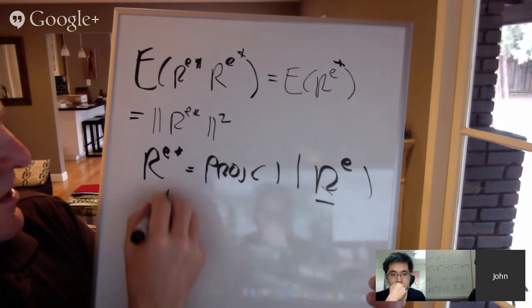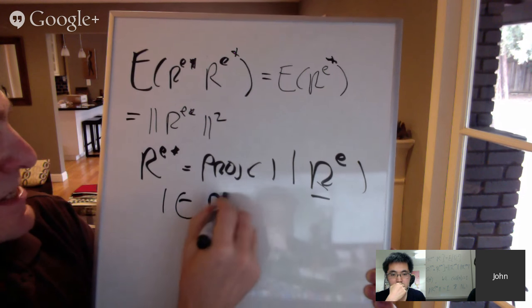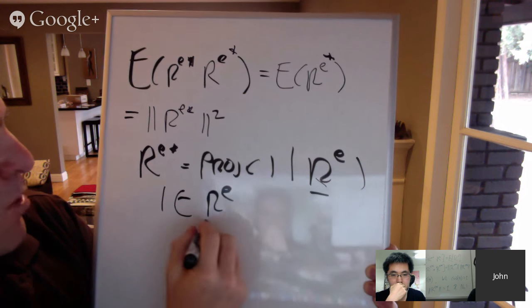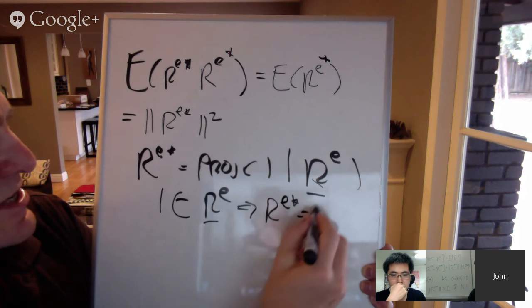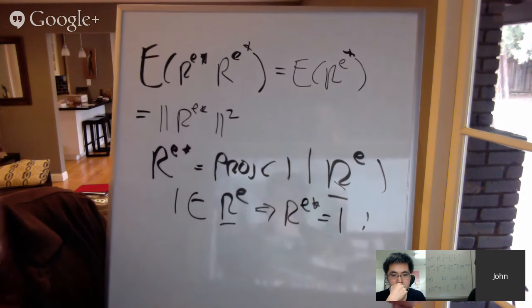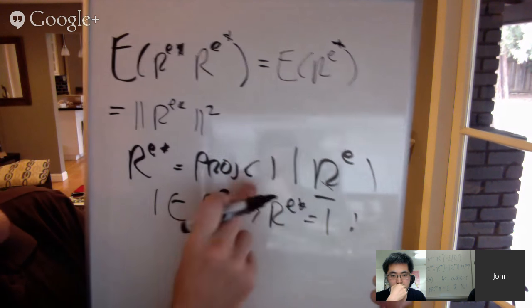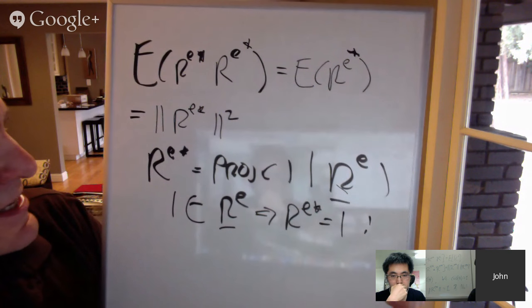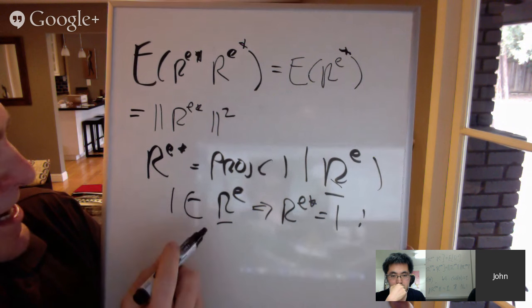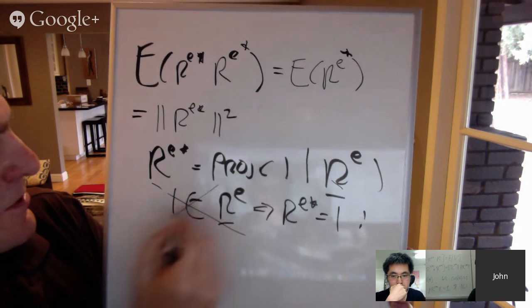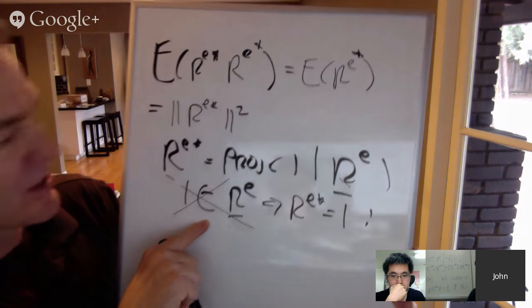So could it be that 1 is in the space of excess returns? If 1 were in the space of excess returns, then it would be true that RE star equals 1. Yes, it would be true, right? Because the projection of 1 onto something that's in the space is in the space. But that can't be true. That would be an arbitrage opportunity, right?